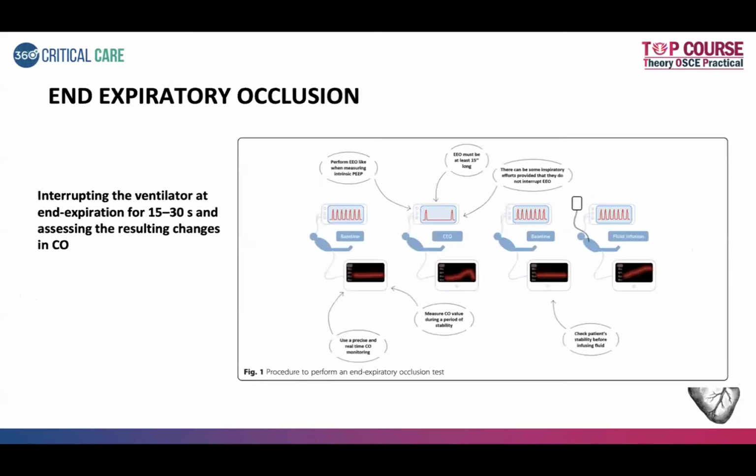So this is another modified challenge which I was talking to you about. This is the end expiratory occlusion, like how we normally measure the intrinsic PEEP at the end expiratory occlusion, right, at the end expiratory point, right? So again, you assess the patient's cardiac output at the baseline, and then you perform the end expiratory occlusion like when measuring intrinsic PEEP. At least 15 to 30 seconds you have to hold on, and then you measure the cardiac output change. So if there is a change of more than 10 to 15%, then the patient is fluid responsive.